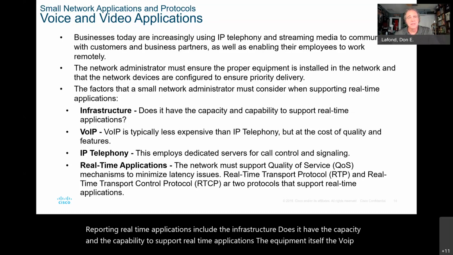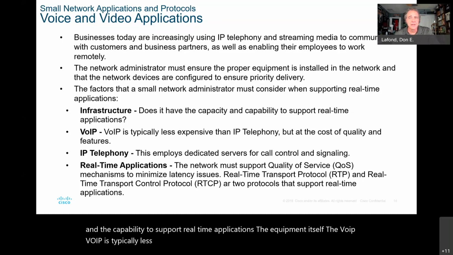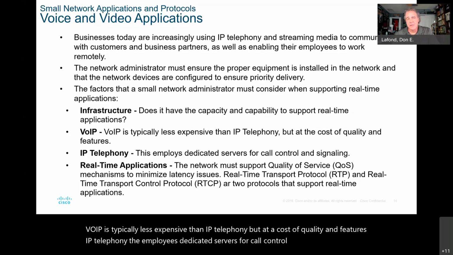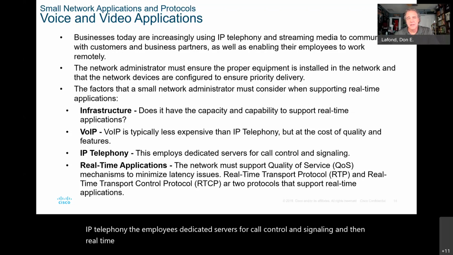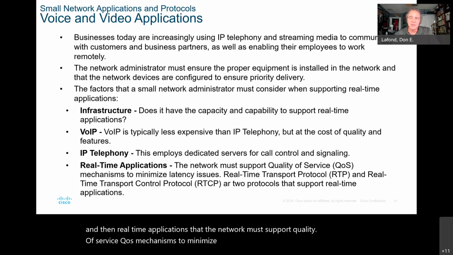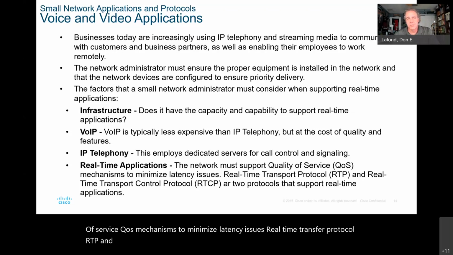VoIP is typically less expensive than IP telephony, but at a cost of quality and features. IP telephony employs dedicated servers for call control and signaling. And then real-time applications: the network must support quality of service, QoS, mechanisms to minimize latency issues. Real-time Transport Protocol, RTP, and Real-time Transport Control Protocol, RTCP, are two protocols that support real-time applications.